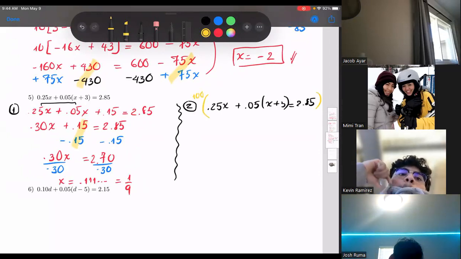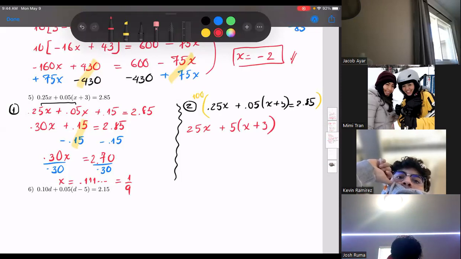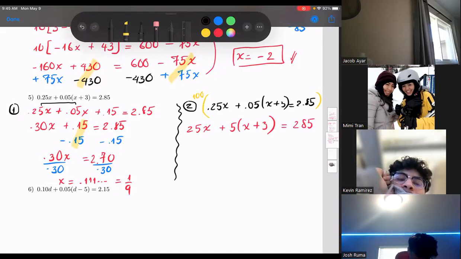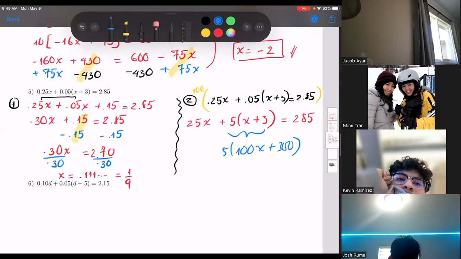So 100 times 0.25x is 25x, plus 100 times 0.05 is 5. And then you rewrite that. You don't multiply the 100 into the x. Do it once. Equals 285. Let me explain this step. A lot of people do 5 times 100x plus 300. That is wrong, because they multiply the 100 to the 0.05, the x, and the 3.